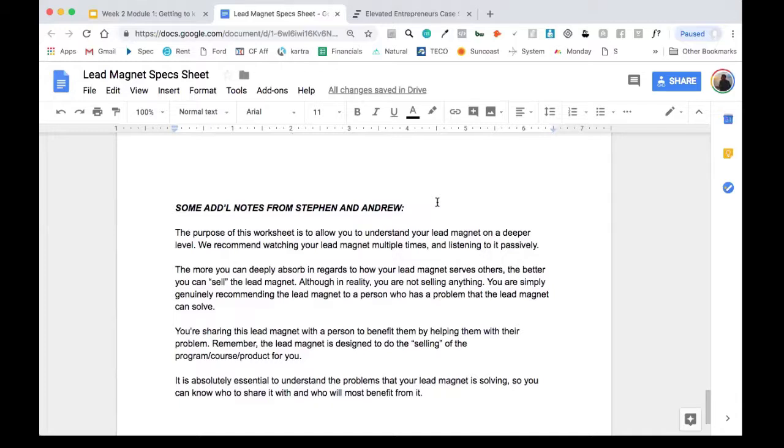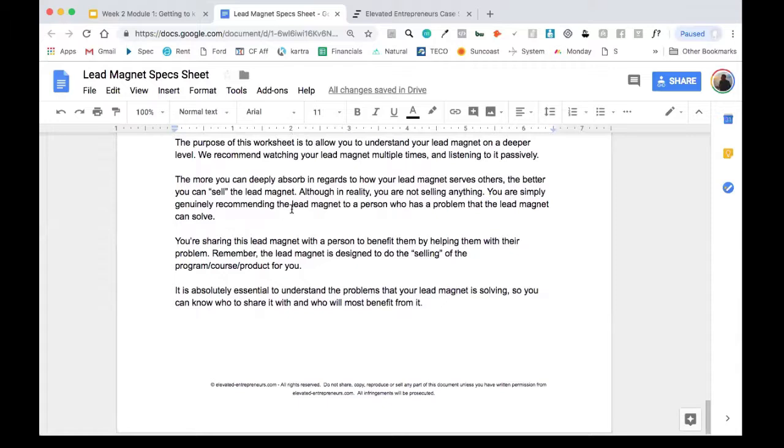You're simply genuinely recommending that lead magnet to a person who has a problem that you think the lead magnet can solve. So just remember, you're sharing the lead magnet with a person to benefit them by really helping them with their problem. This isn't about selling. This isn't about buying anything. This is about saying, look, this can help you.